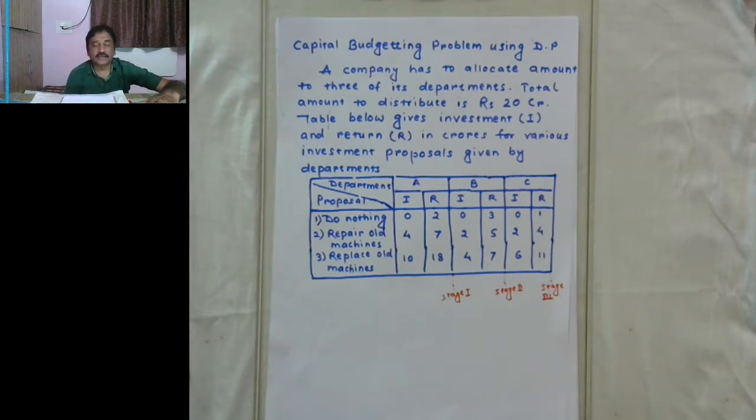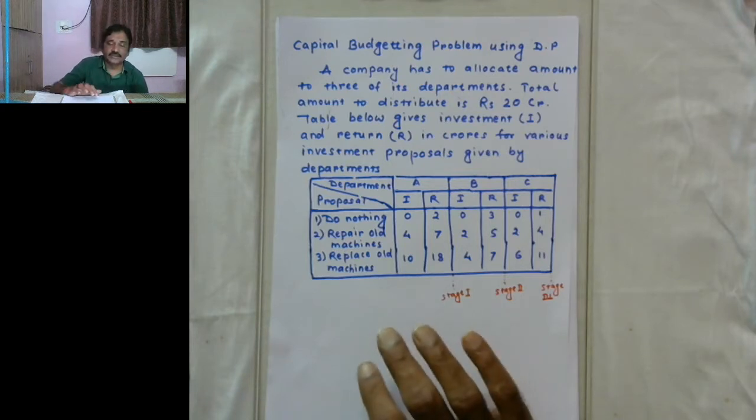The problem goes like this: a company has to allocate an amount to three of its departments A, B, and C. The total amount the company has to distribute is 20 crore rupees. The table given below gives the investment and the returns, indicated in column I and column R. These investments and returns are given in crores of rupees for various investment proposals. Okay, the table you can see here.